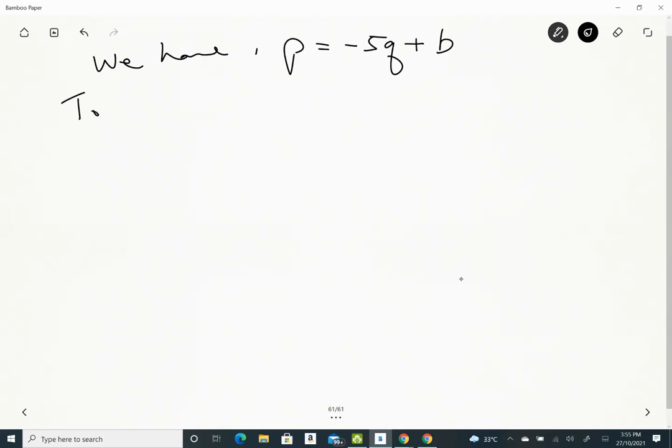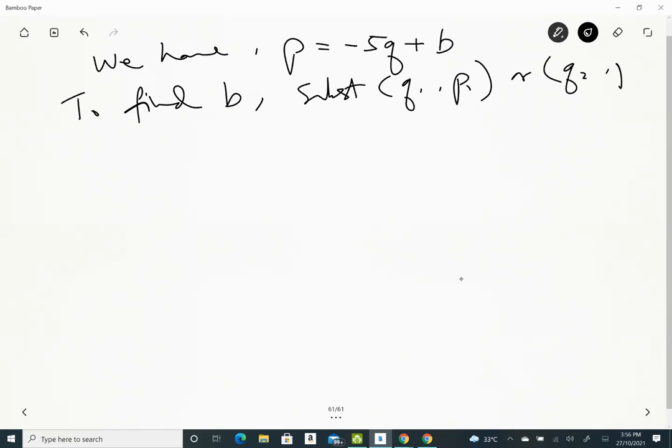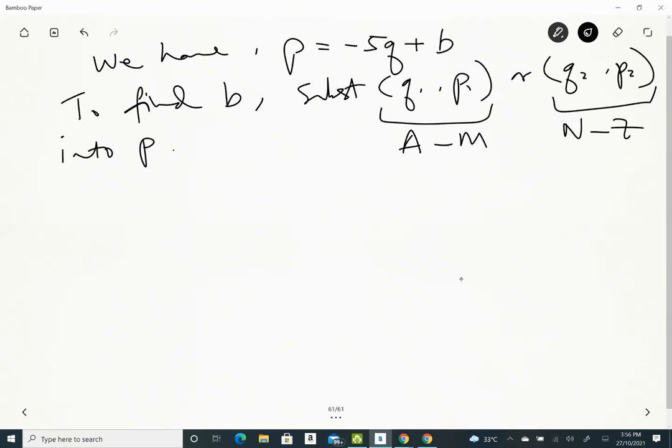So next is to find B. To find B, either you substitute Q1, P1, or you substitute Q2, P2 into the demand function, into the P. So I want you to find it: if your name starts from A to M, you use Q1, P1. If your name starts with N to Z, you substitute the second point, and we should get the same demand function. Okay, do it now. I'll give you 2 minutes. If your name is from A to M, use the first point, otherwise you use the second point.